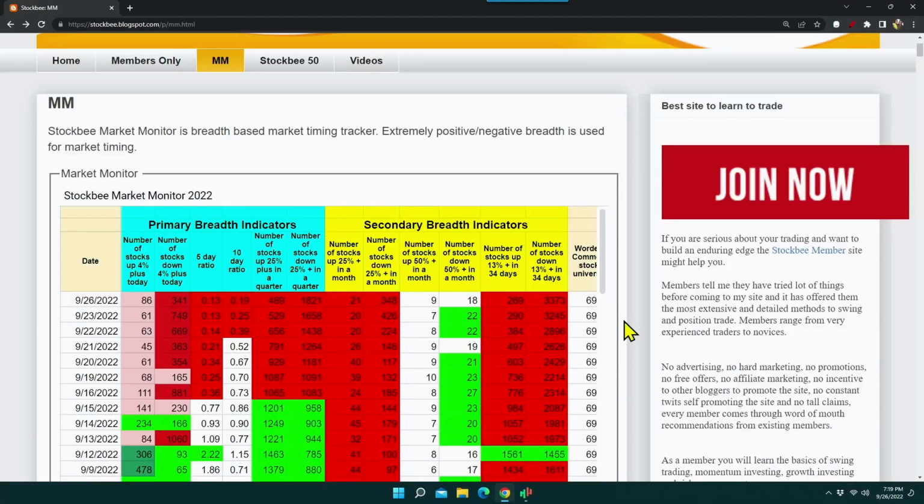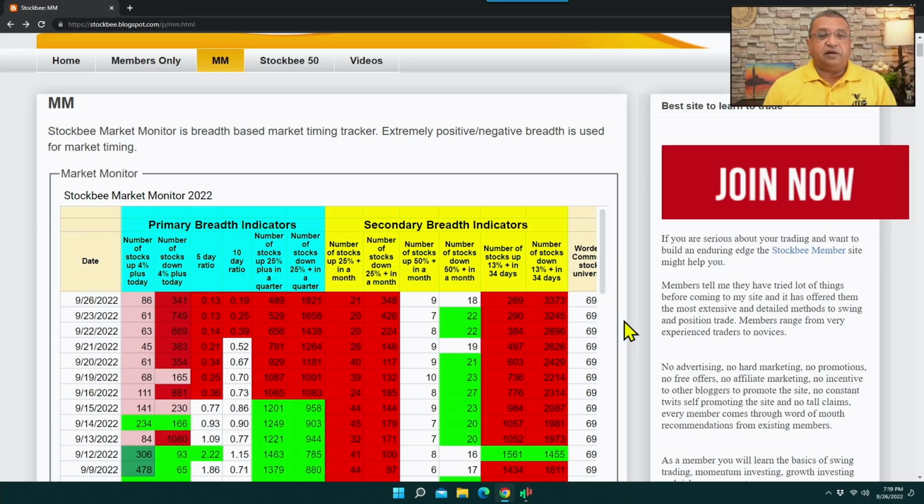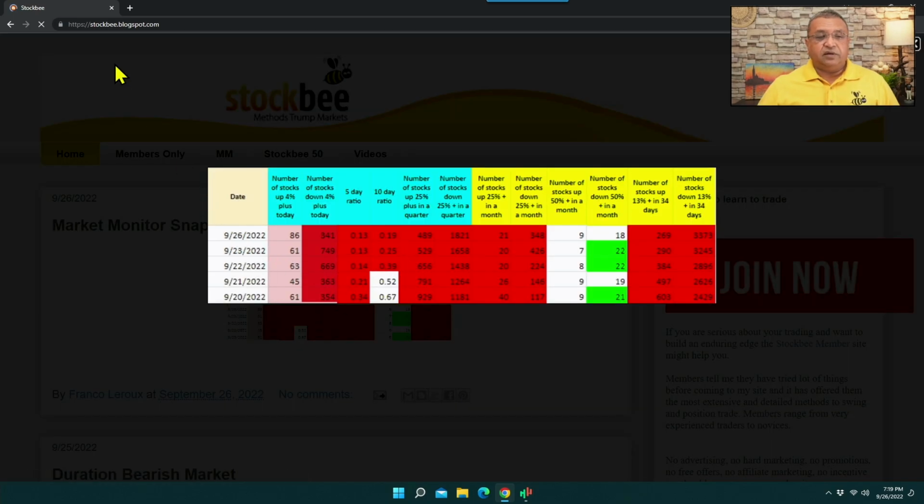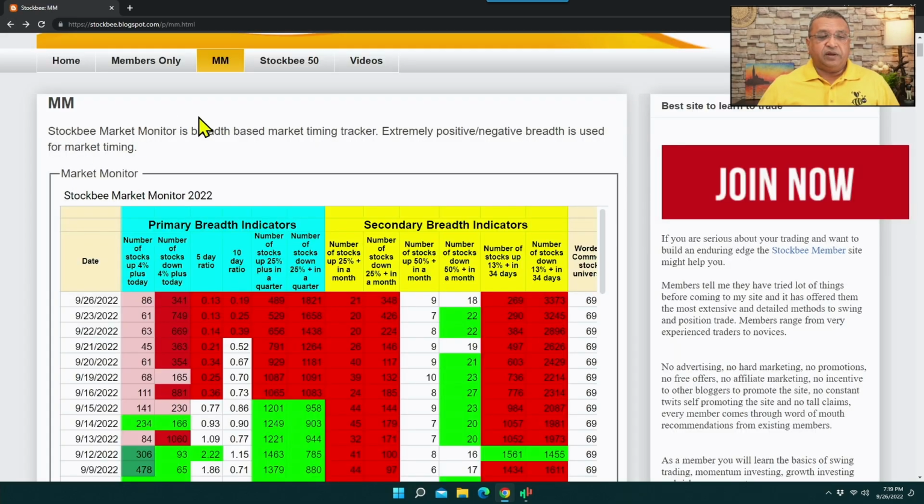So in order to do this, you need tools, and there are different ways in which you can do this, but my tool for doing this is a breadth-based tool which I developed many years ago, and it has helped me significantly in making sure that I am on the right side of the market and can capitalize. This is data which is published every day, but how do you use that? That is the key. In order to use that, what you have to understand is that the market monitor is really capturing the underlying buying or selling pressure.